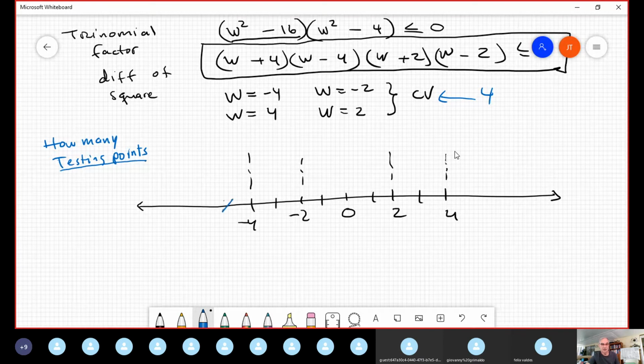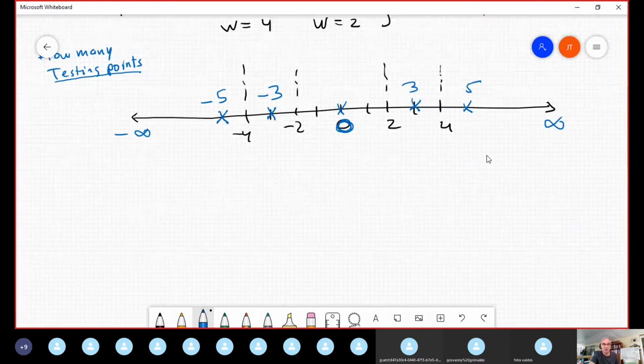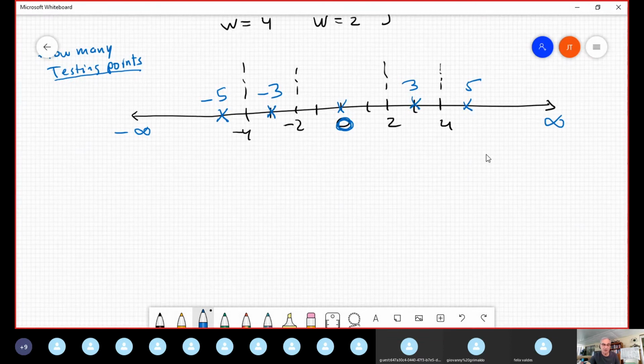So suppose I select negative 5 here, and that interval goes from negative infinity to negative 4. One here gets negative 3. One here gets 0, good, 0 is a good guy. One here gets positive 3. And one here gets 5 or 6 or 7, whatever. 1, 2, 3, 4, 5 testing points. Always the testing point is 1 more than the critical value. If the critical value is 4, the testing point is 5.